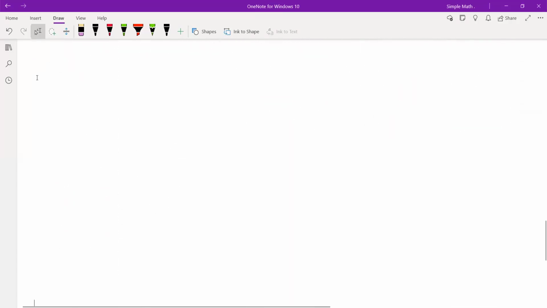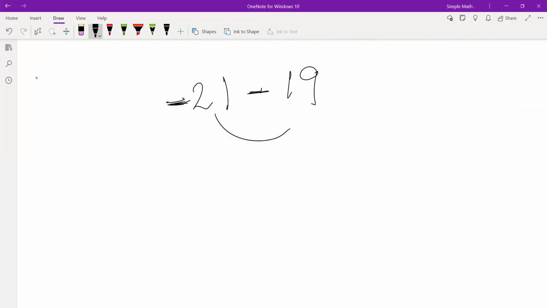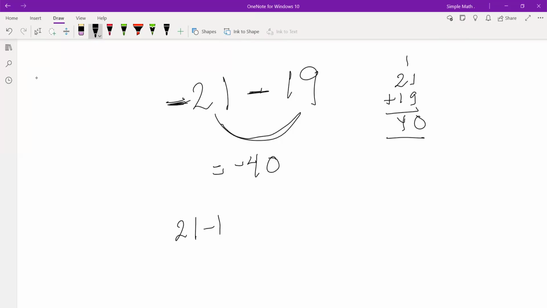Let me give another example. Let's say we have minus 21 minus 19. Two of them have negative signs, so all I have to do is add these two numbers together and keep the negative sign. 21 plus 19 is 40, so this gives me minus 40. How about 21 minus 19? This is very straightforward. It's 2.